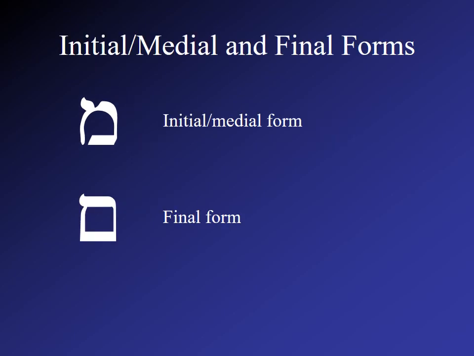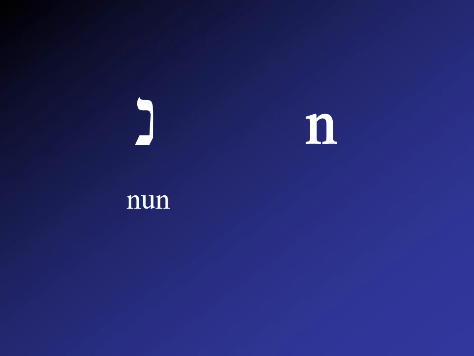The mem also has a final form, so the initial or medial form you've just seen, the final form looks like this. You'll notice that the tail has changed its form a little bit, so now this letter looks kind of like a box with a lid closed on the top. Notice that it has square corners in the final form. So this is the initial or medial and final form of the mem.